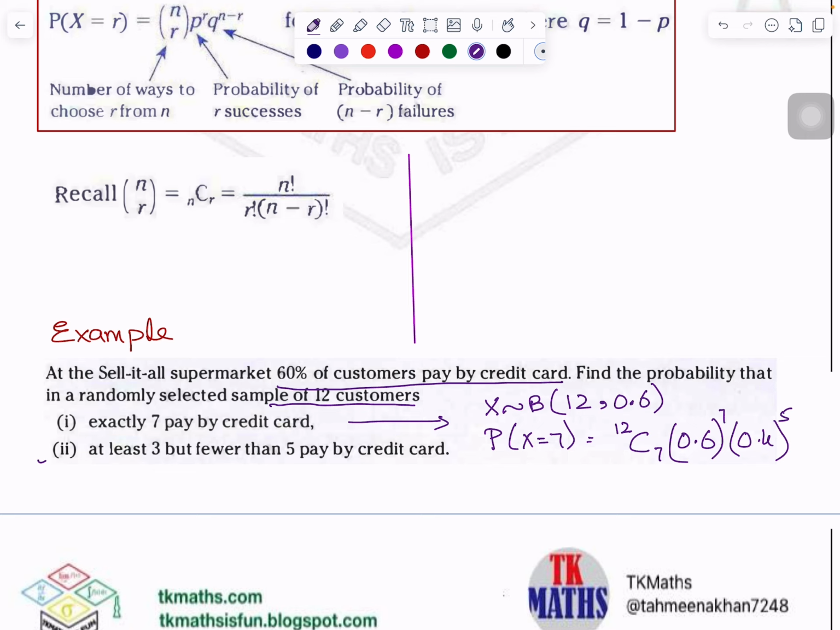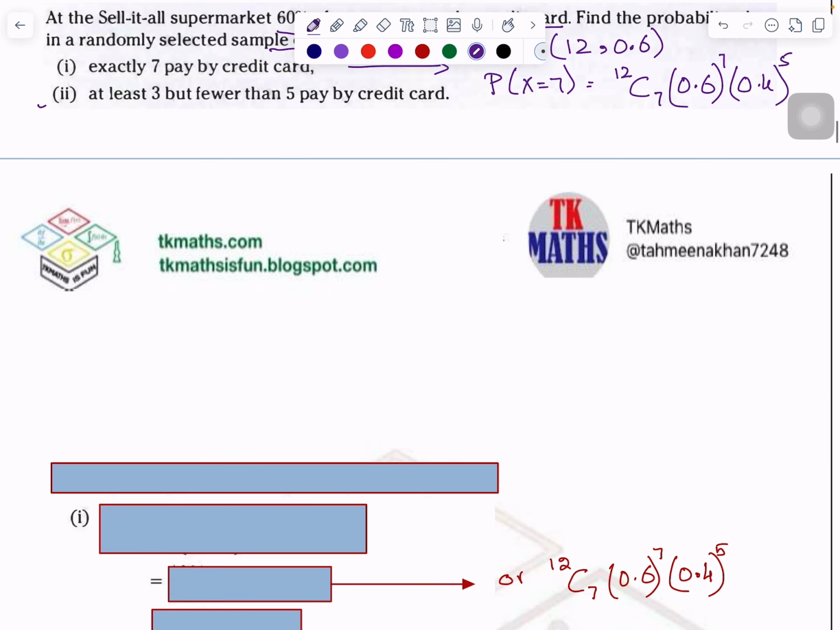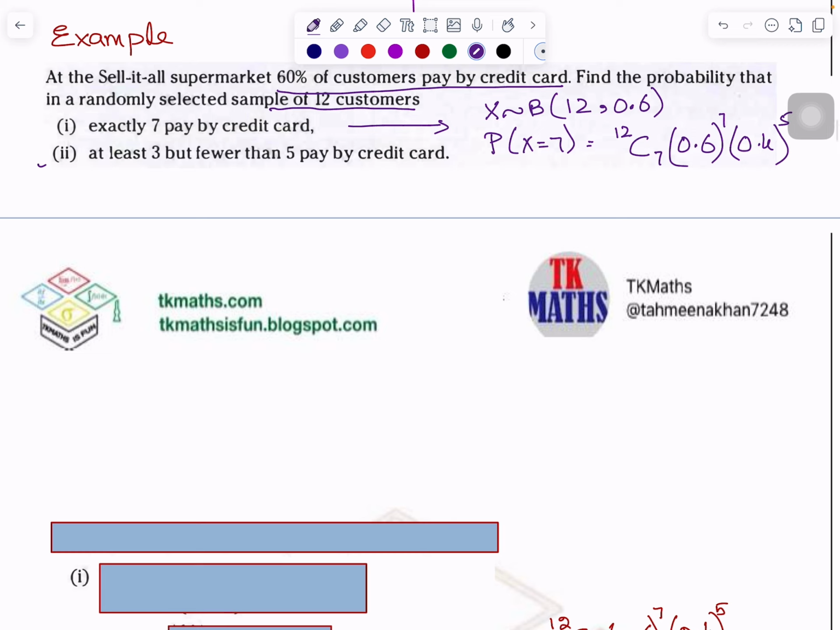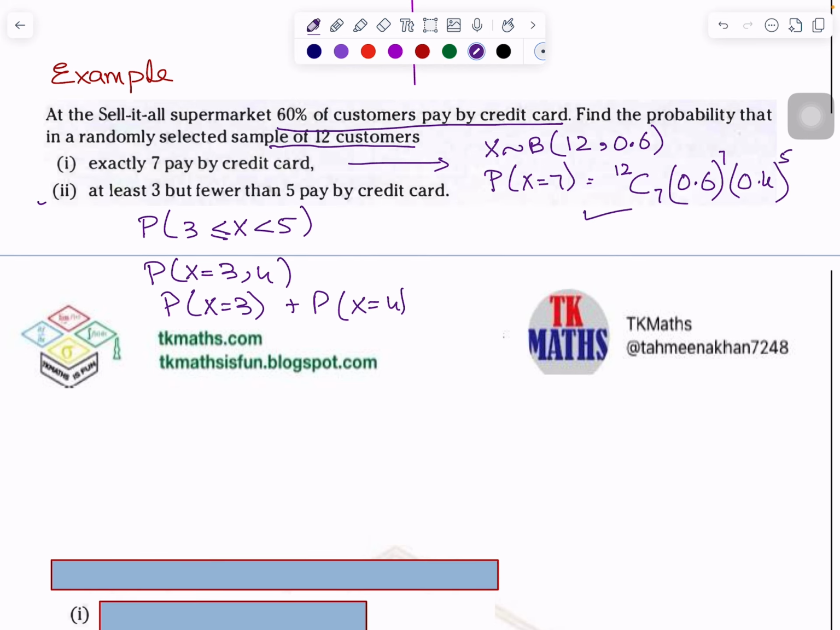Part 2 you try, and then I will show you the solution, okay? It is saying at least. Achha, by the way, when the words at least come, 3 is included, because this is a mistake I have noticed. Fewer than 5 means less than 5, but greater than or equal to 3 is the meaning of at least 3. So which probability will you calculate? 3 included and 4. That's all. 5 is not part of it. So basically you will calculate for x equals 3 plus x equals 4 and apply this binomial formula on both. Instead of 7, now you will write 3 and 4.